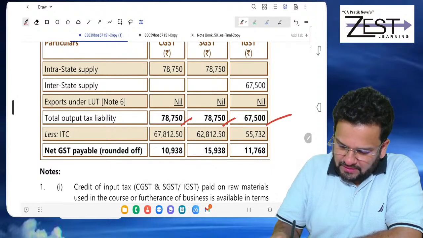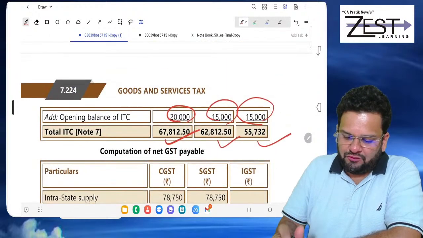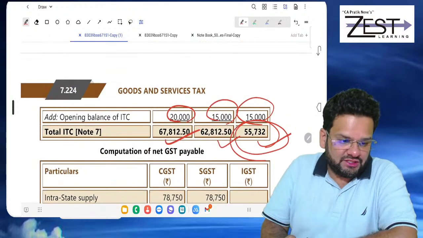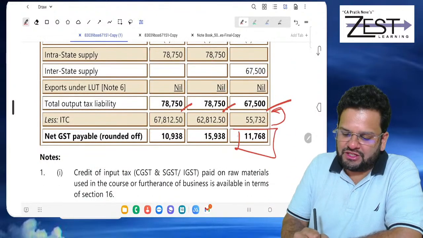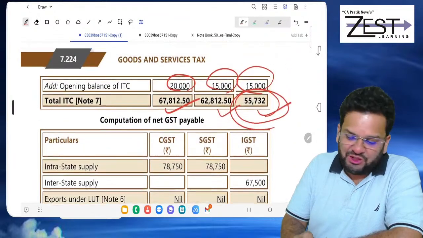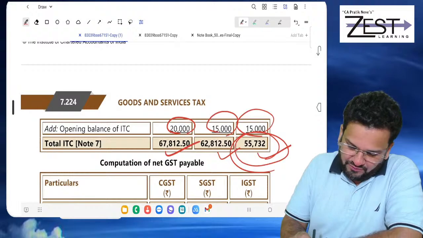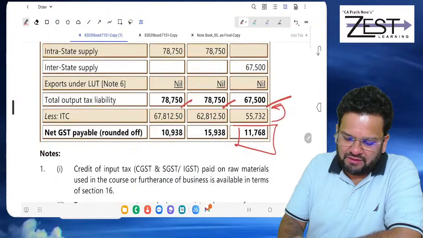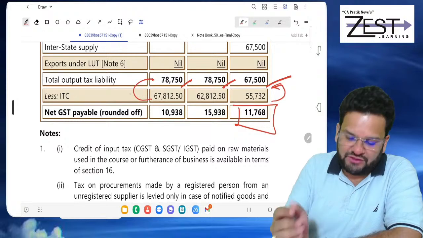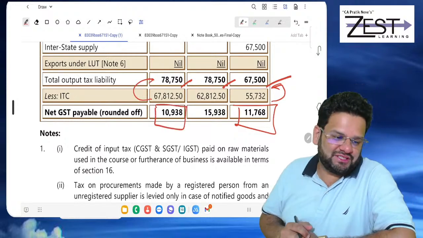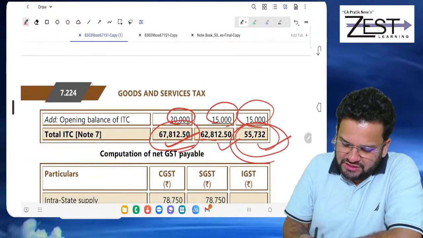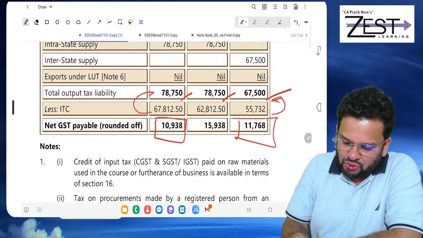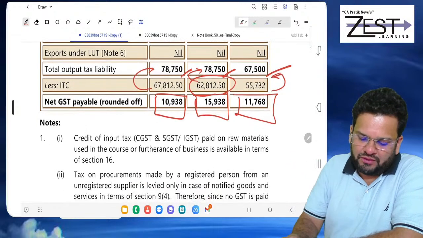Isn't it? Yes. Now go ahead and first utilize ITC of IGST to pay output tax of IGST. This will be net GST payable of IGST. Then utilize ITC of CGST, that is 67,813, to pay output tax of CGST. So this will be net CGST payable. Then utilize ITC of SGST, 62,813, to pay output tax of SGST. So this will be net GST payable of SGST.